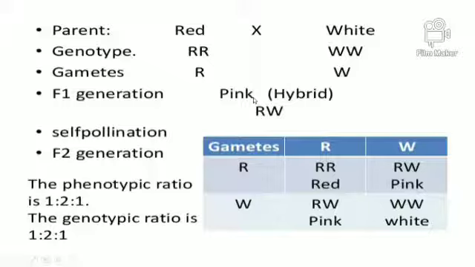In the case of incomplete dominance, one character is not completely dominant, so it is partially dominant. So here pink is the first hybrid one. There is the red, then the pink is the hybrid one, and again the white one. So the ratio is the same, 1:2:1. The genotypic ratio is the same, 1:2:1, but the combination forms a hybrid which is the pink one, and so it is called incomplete dominance.